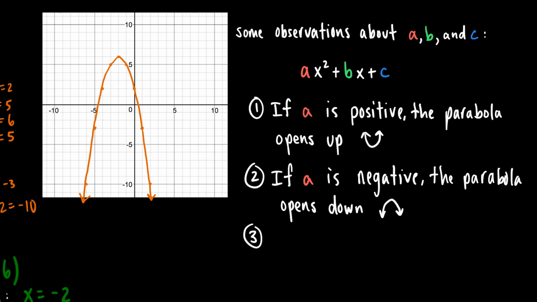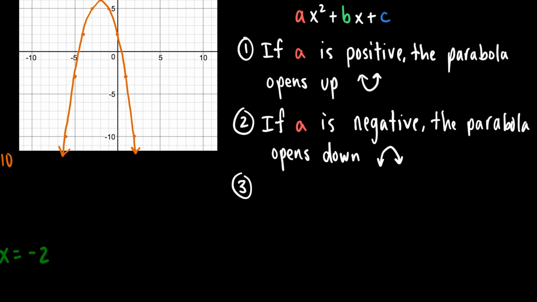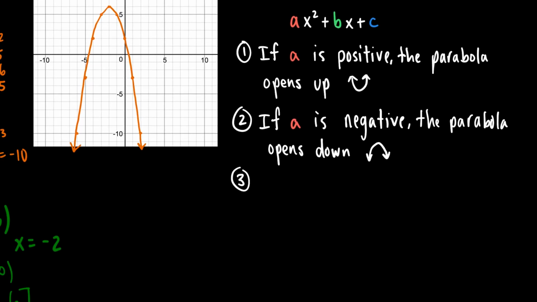Okay. Next thing that's super helpful for you, especially as you're making your table. Next thing I want to point out is the vertex. In other words, the maximum or minimum value always occurs. I spelled that wrong. The vertex always occurs at, and this is just so interesting that it does this, it always occurs at -b divided by 2 times a.